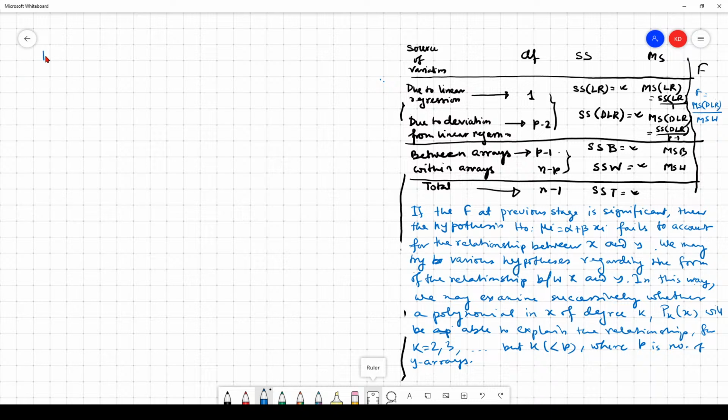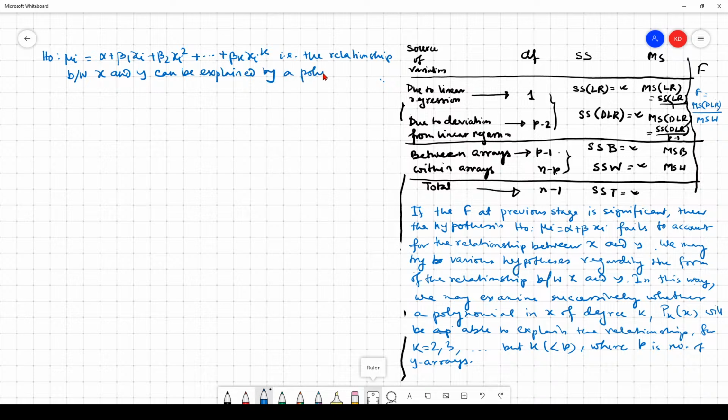Here the null hypothesis is mu equal to alpha plus beta 1 xi plus beta 2 xi square plus ... plus beta k xi k, that is, the relationship between x and y can be explained by a polynomial of degree k.